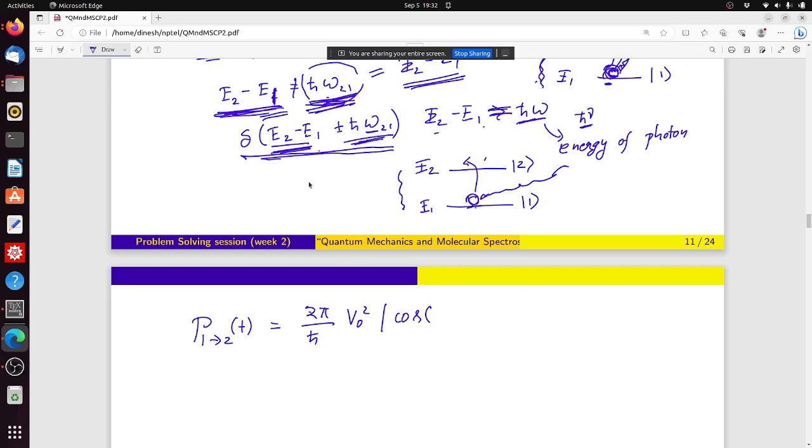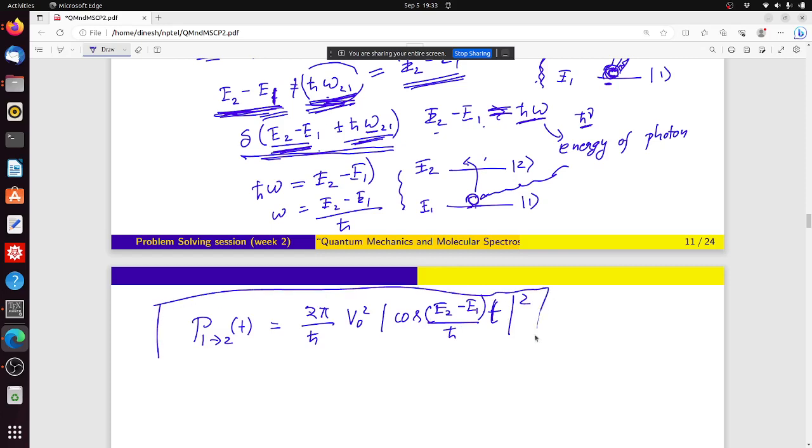Now, h cross omega has to be E2 minus E1, right? So omega is E2 minus E1 by h cross. So this is E2 minus E1 by h cross t, mod square, right? This is the probability of transition from state 1 to state 2. Any doubts? So this is the Fermi golden rule I have applied simply.